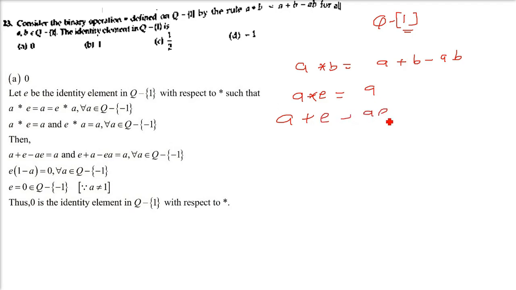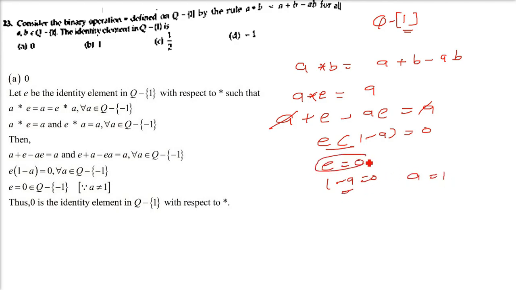So just put B as E. A plus E minus A is equal to A, becomes cancelled. You can take E common, 1 minus A equals 0. So from here E is equal to 0, or A is equal to 1, which is not possible because 1 is not there in Q. So E is equal to 0 is the answer. This is the identity element in Q minus 1 with respect to star 0. So the first option will be the correct answer.